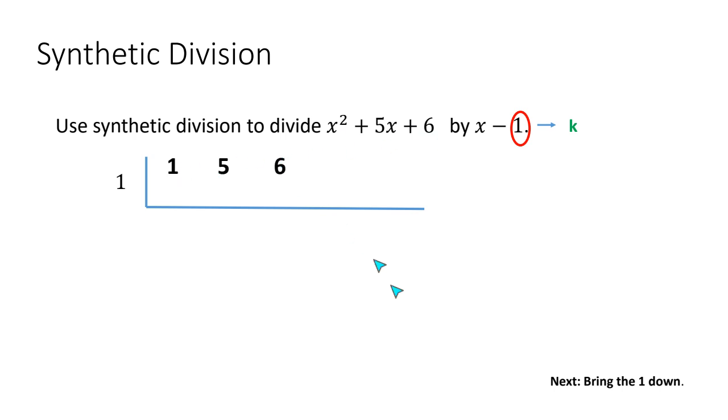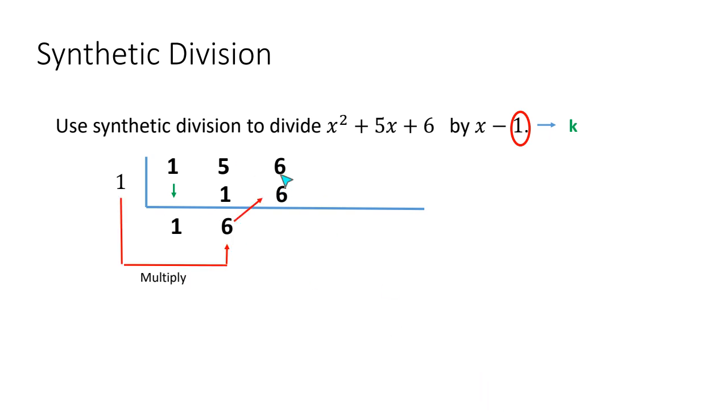So first step, bring down the 1. Second step, 1 times 1 is 1. So we go ahead and put it up here. And then 5 plus 1 is 6. So we're adding. And then we start again. 1 times 6 is 6. So we write it up there. And then we add 6 plus 6 is 12.